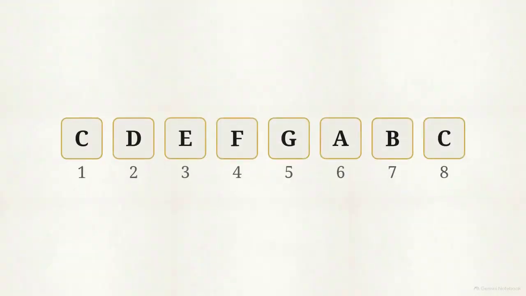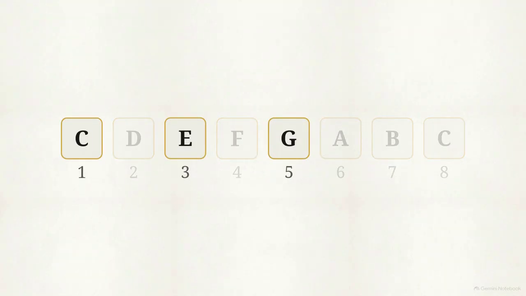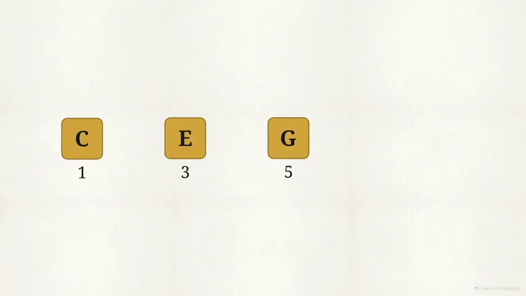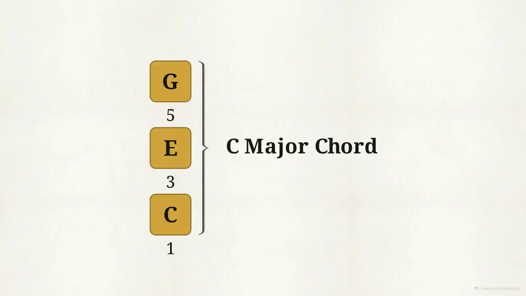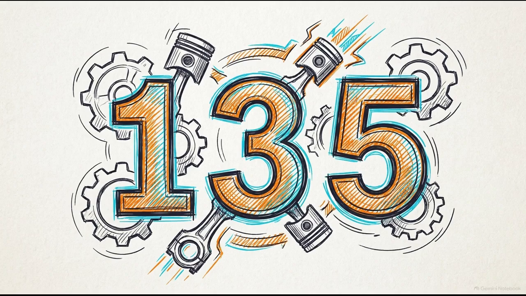The formula for a major chord is simple. You only need to play the 1st, 3rd, and 5th degrees of the scale. Applying this to C major, the 1st degree gives us our root, C. The 3rd degree of the scale is E, and the 5th degree is G. When you play C, E, and G together, you have a C major chord. What sounds like a complex musical unit is actually a straightforward extraction of 3 specific points along the scale.